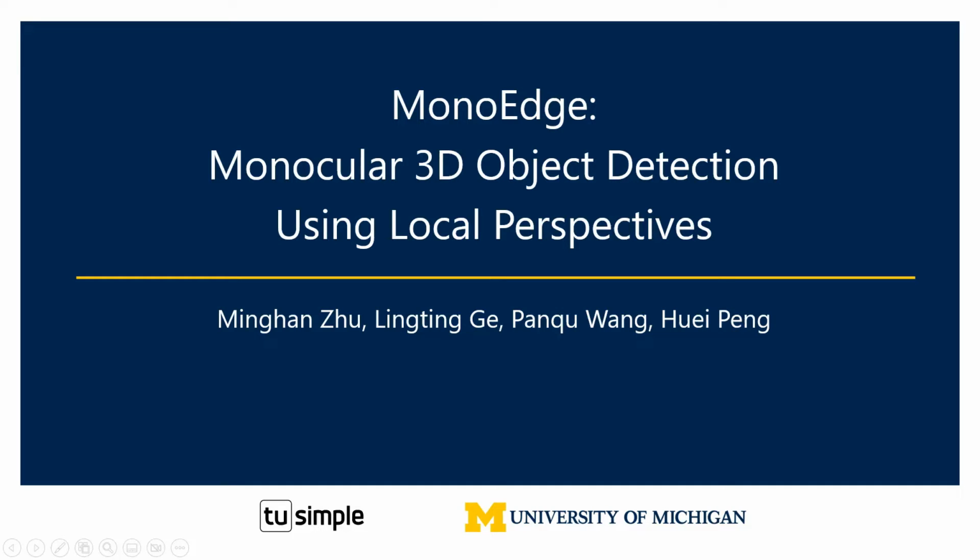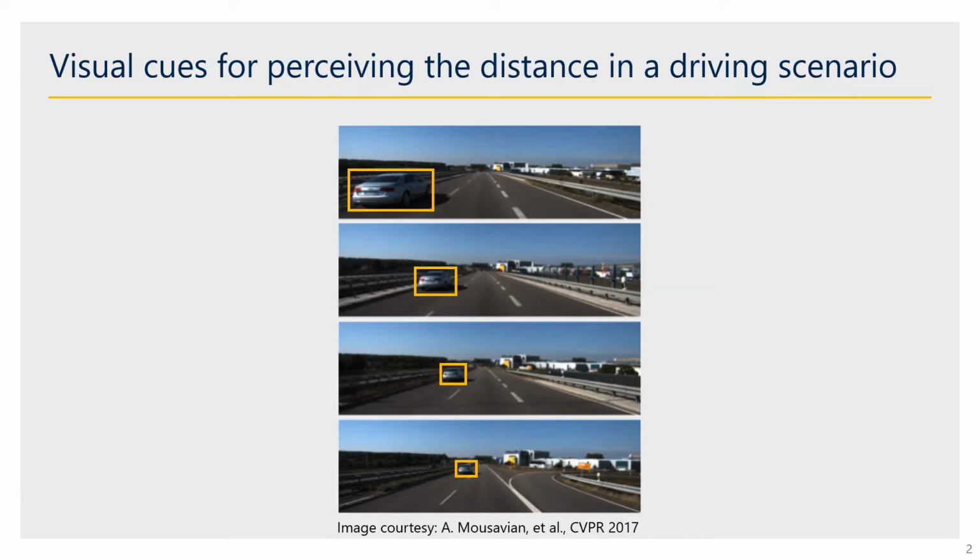I'm happy to present our work, MonoEdge: Monocular 3D Object Detection using Local Perspectives. Let me start with a question. What are the visual cues that we use to perceive the distance in a driving scenario? There are two easy answers.